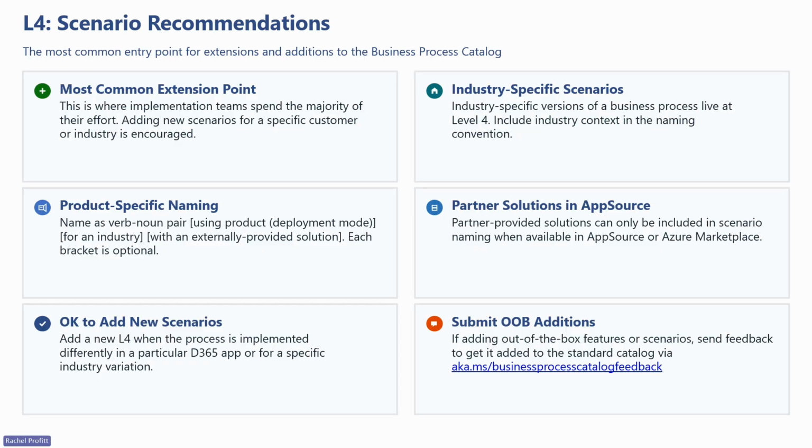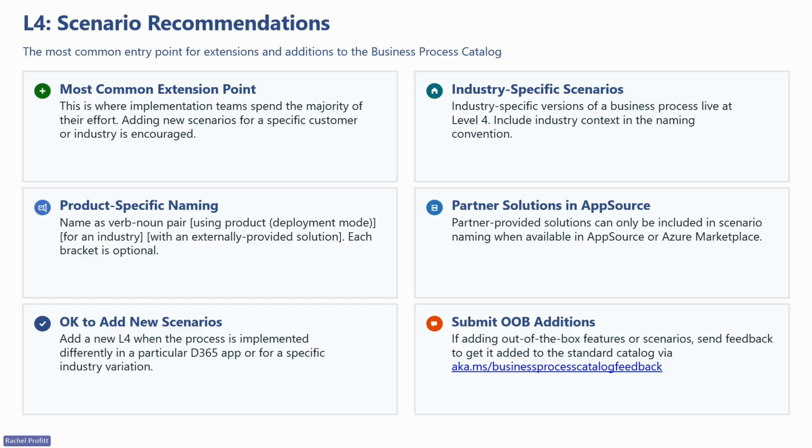Naming becomes important here. Each scenario should clearly reflect the product being used, and optionally, the deployment model, industry, organization unit, or partner solution, from the marketplace as an example. So it's immediately clear how that version of the process is being executed. The industry-specific variations belong at this level. As mentioned earlier, level 3 should stay as universal as possible. Level 4 is where industry context is expressed.